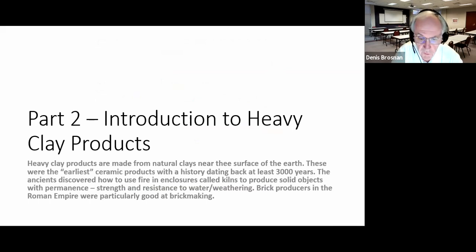So heavy clay products are made from these types of clays that we're talking about. Societies have been making these products for at least 3,000 years. If you read some history books, you would see suggestions that they're as old as 10,000 years. So people simply mined the clay from the surface of the Earth. Later on, subsurface mining became available to societies.